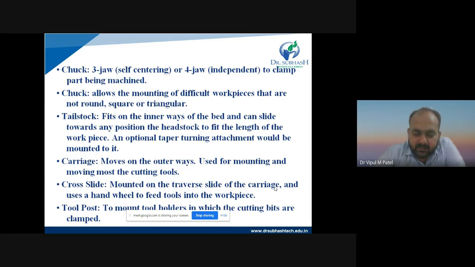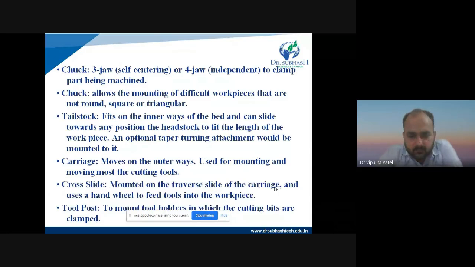So the chuck is an important component of a lathe machine, because with the use of this chuck we can easily accommodate the workpiece, which may be a round bar or circular bar, but it also allows the mounting of difficult workpieces with irregular shapes like square, triangle, etc. And with the use of this chuck we can easily accommodate the workpiece.